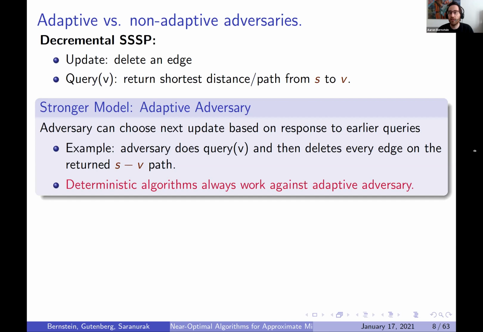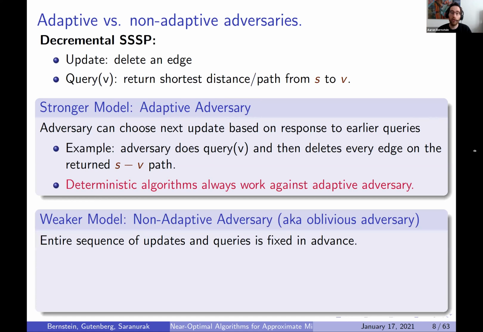And note that any deterministic algorithm is always going to work against an adaptive adversary, because if the algorithm is deterministic, the adversary knows everything your algorithm is going to do. But there's a weaker model called non-adaptive adversaries, also sometimes called oblivious adversaries, where the adversary can't respond to what your algorithm does. They have to fix the entire sequence of updates and queries in advance. The algorithm doesn't know what they fixed, but the adversary does have to fix everything in advance.